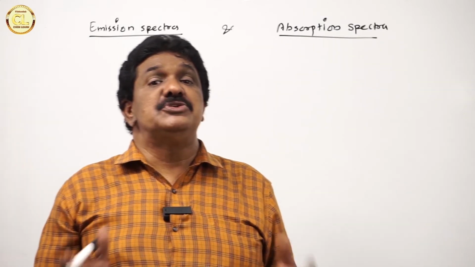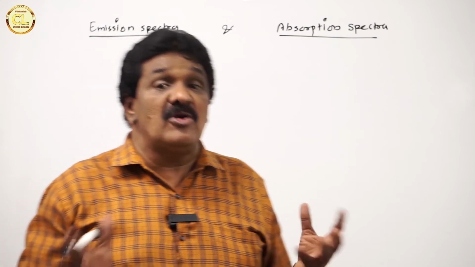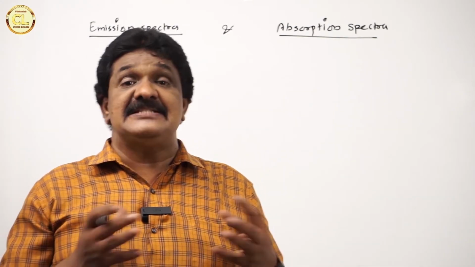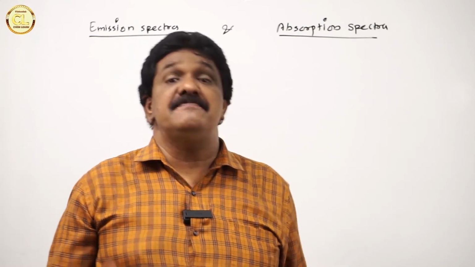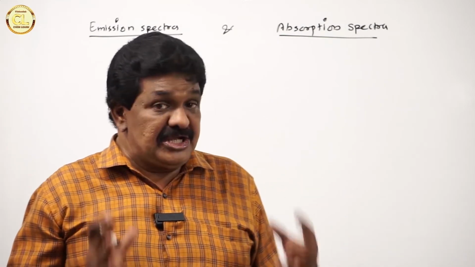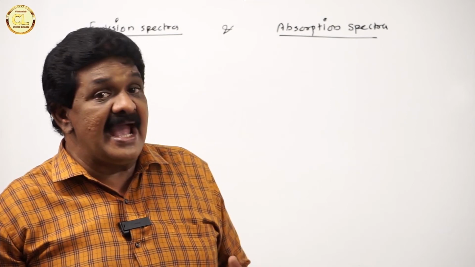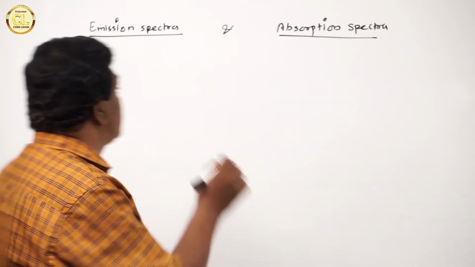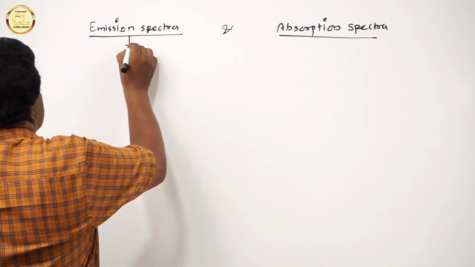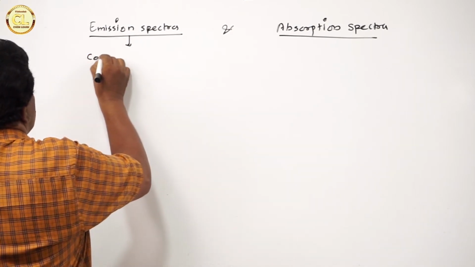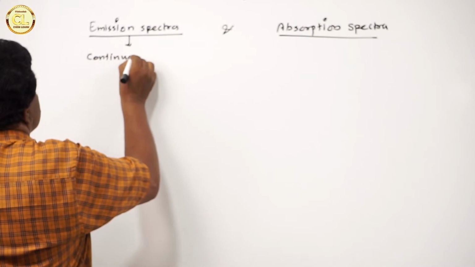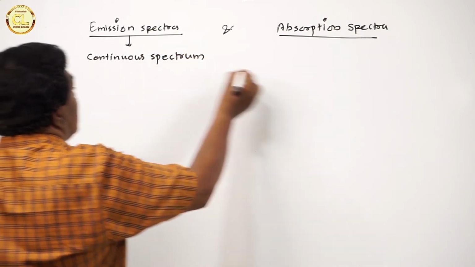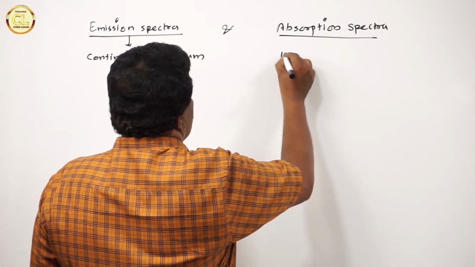Emission spectrum is due to the electromagnetic radiations emitted by the atoms or molecules in the substance. Emission spectrum is widely classified into continuous spectrum and line spectrum or line emission spectrum. See, emission spectrum is widely classified into continuous spectrum and line spectrum.